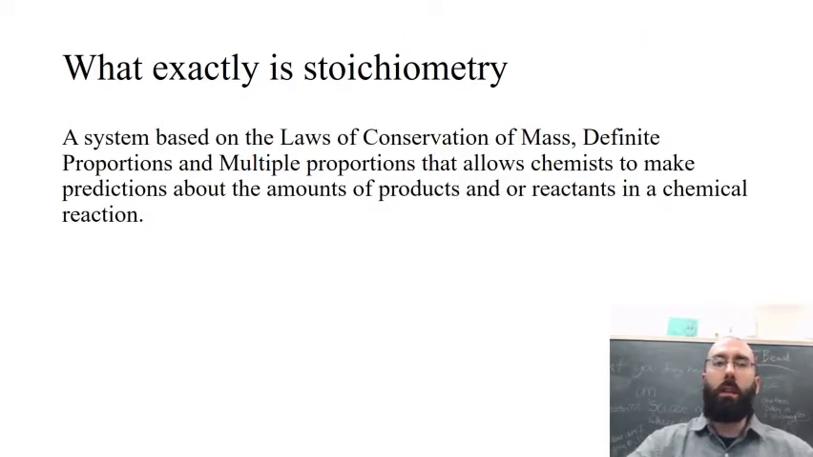As for a definition, stoichiometry is a system based on the laws of the conservation of mass, definite proportions, and multiple proportions that allow chemists to make predictions about the amounts of products and or reactants in a chemical reaction. Now, the laws of conservation of mass, definite proportions, and multiple proportions we did talk about when we talked about the history of chemistry. There were several fine bearded gentlemen in the history of science that wrote these laws. You can look them up and review them at your leisure.